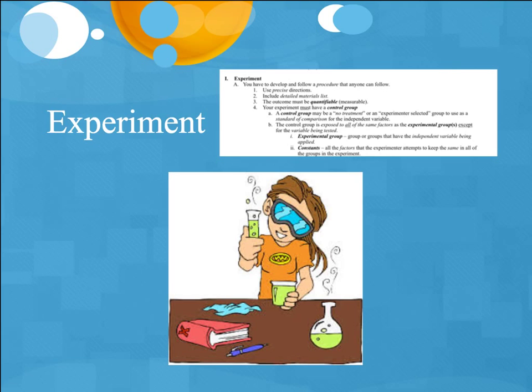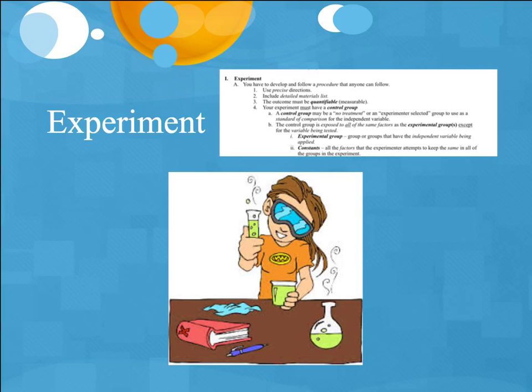And whatever you're testing, again, we talked about our dependent variable, it has to be able to be measured. So it could be something like height, weight, volume, density, something you can measure. And your experiment also must have a control group. Your control group is the group that does not get the treatment or does not get the independent variable.